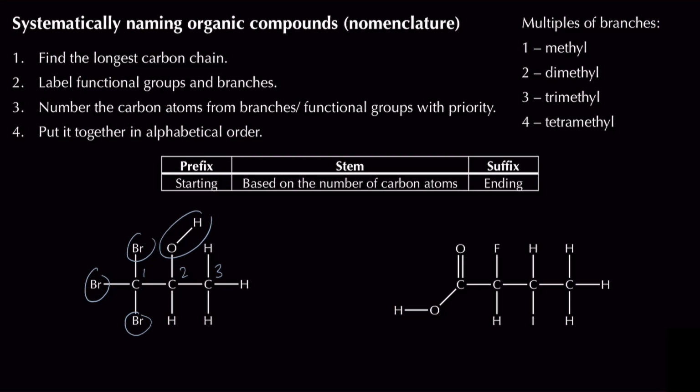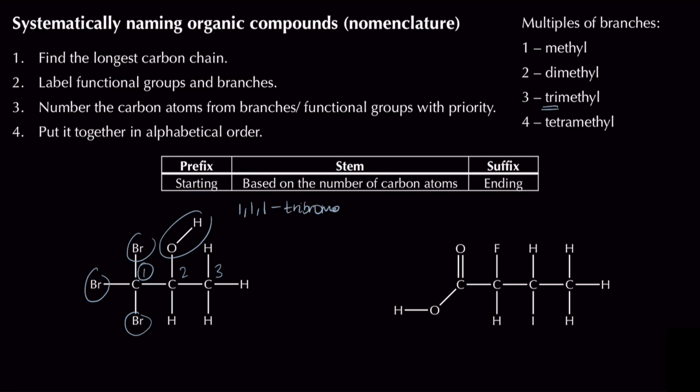Now, if we were to go about naming this, we can see our prefix. That's the bit we start with. That's going to be bromo, but we've got 3 of them, so we would say tri-bromo. Remember, if you've got 3 branches or groups, you put tri. If you've got 2, you put di. 4, you put tetra. I need to highlight the position of each one of them. So I've got 1, 1, 1, then a hyphen, and then tri, and then bromo.